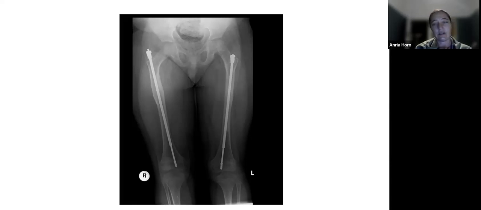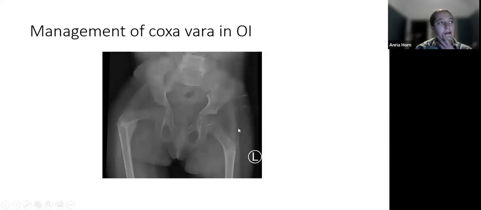And this guy is actually doing quite well, but he's a very mild OI. So he's probably, does he have blue sclera? No. So he must then be a type 4. But he had deformities and fractures, but he's relatively mild compared.